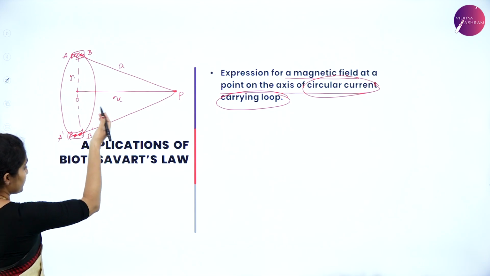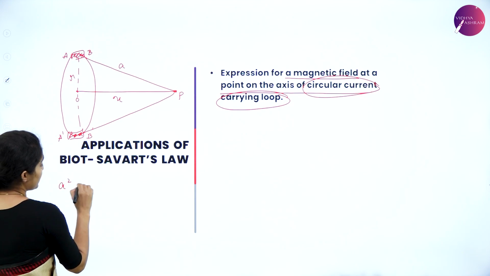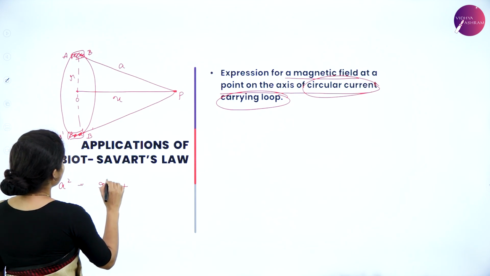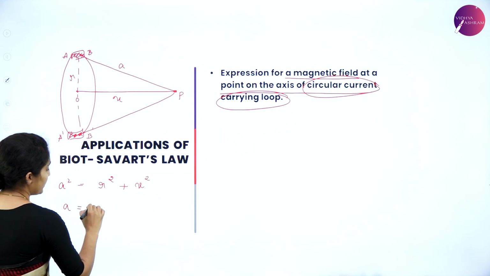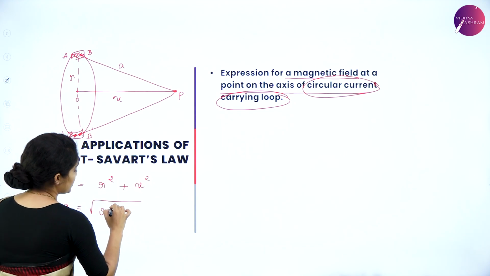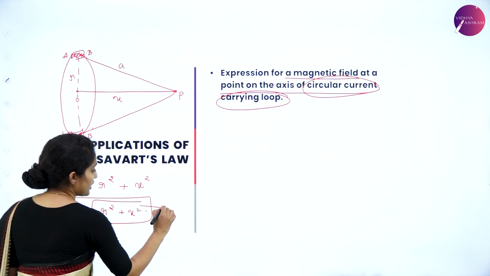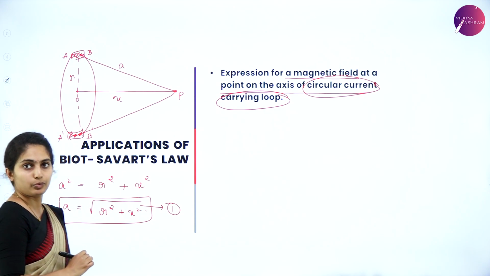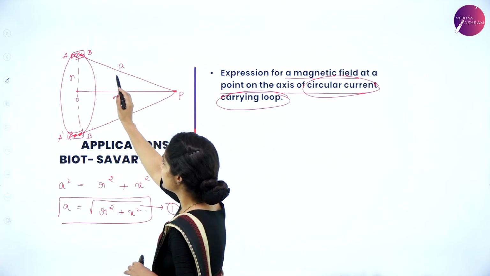So according to the Pythagoras theorem, the square of the hypotenuse is equal to the sum of the squares of the other two sides. Squaring the other two sides, you have this notation. So a is equal to root of r square plus x square. Let us consider this as equation 1. So that is all about your initial setup.